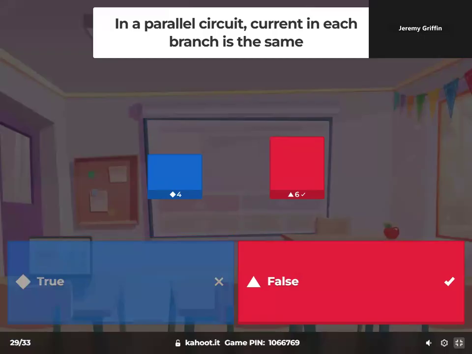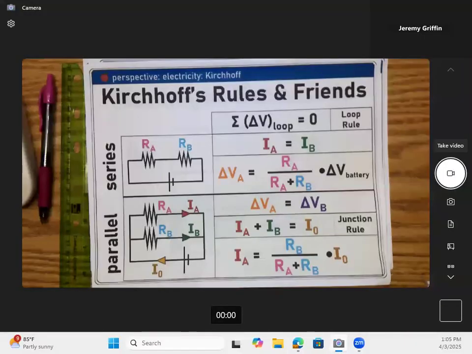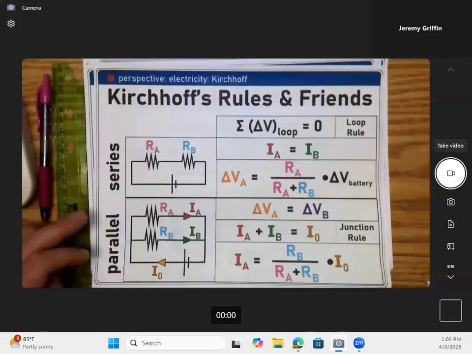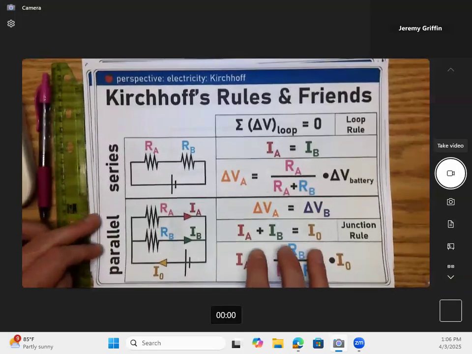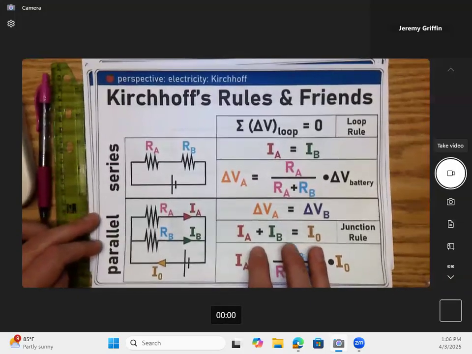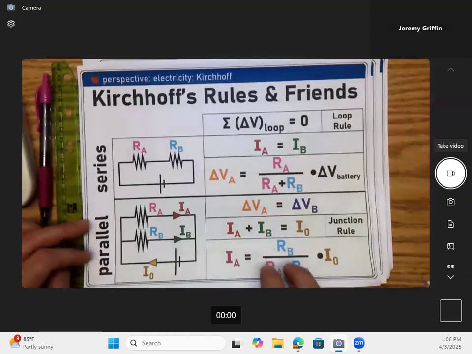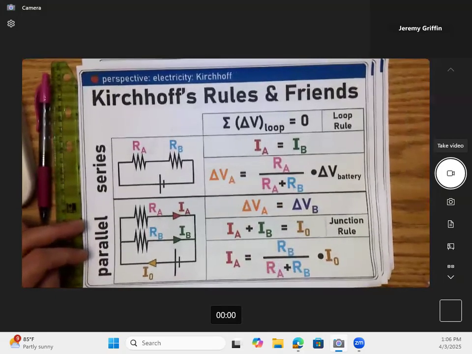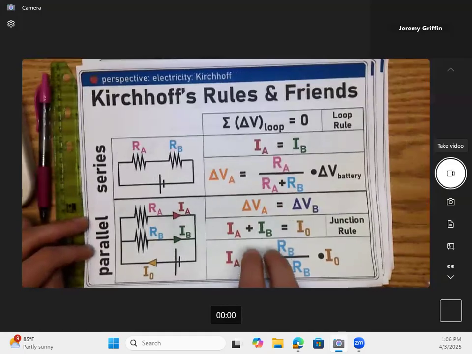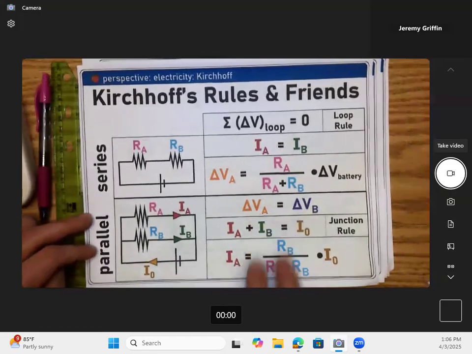False. Aha. That's this right here. So here's parallel. The current's going to split. Now the current could only be the same if the resistors are also the same as each other, but that's not universally true. What is the same in parallel? What has to be the same? The voltage drop. Yeah.